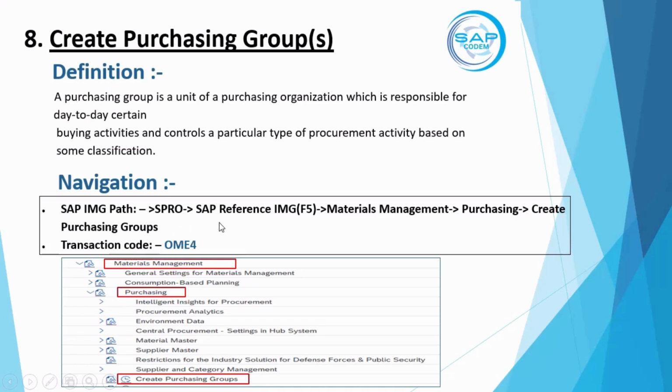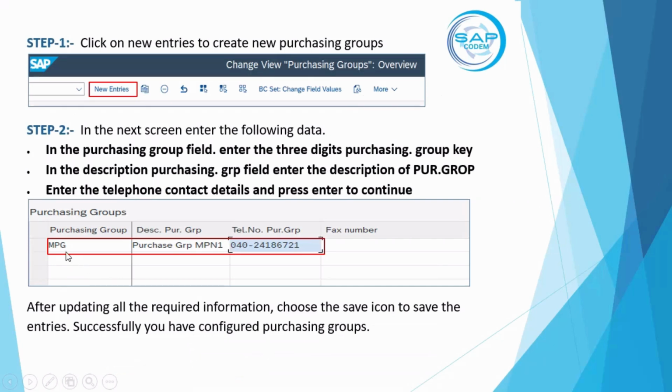This is the standard we are following in this presentation. You can go by T code, or you can go by SAP IMG guide. Here you see materials management, purchasing. Then you create purchasing groups. MPG is the group created for the MPN company. This is the purchasing group. MPG is the purchasing group. Click new entries, go here.